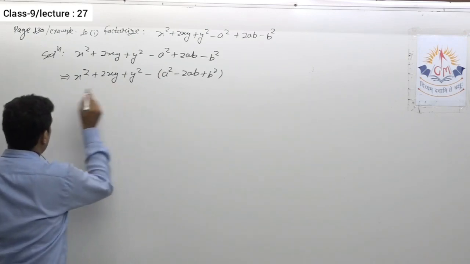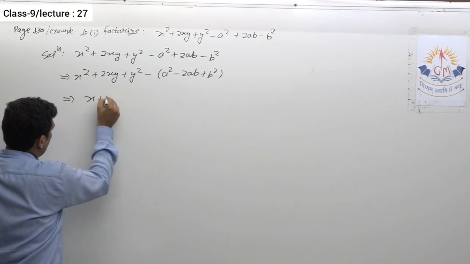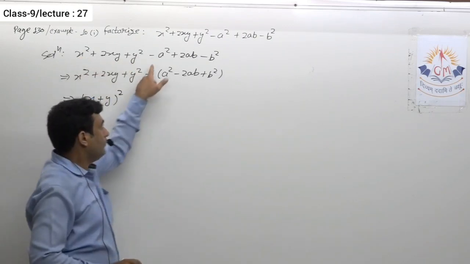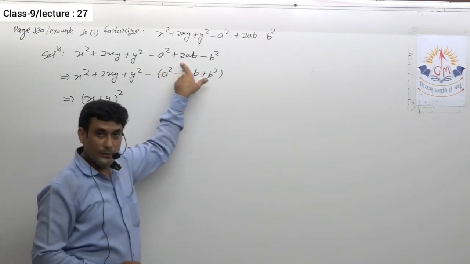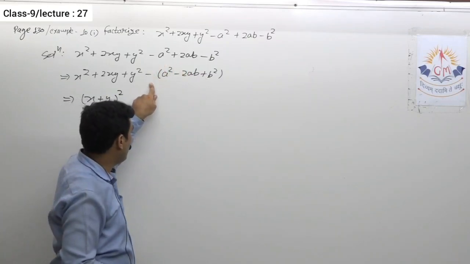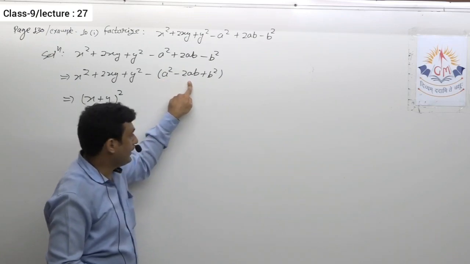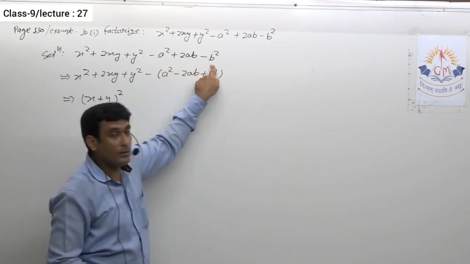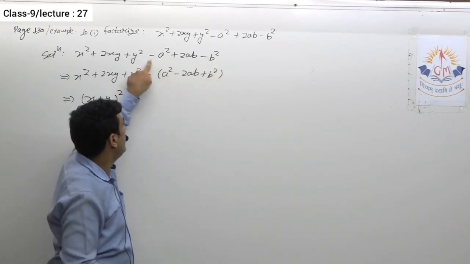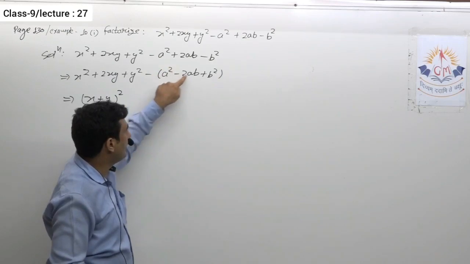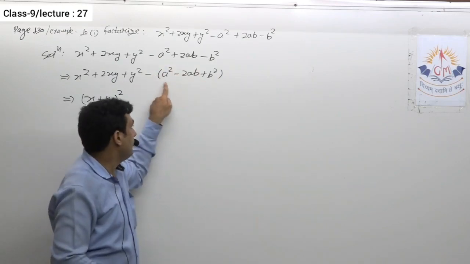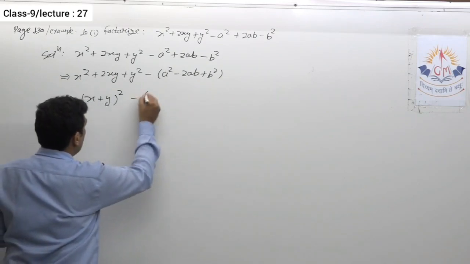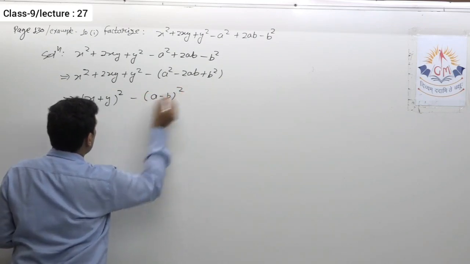This can be written as x plus y whole square. That was very clear from the first step itself. Over there it was a doubt whether this forms an identity or not, but as I took the minus sign common, now this is a square minus 2ab plus b square, isn't it? When I take the minus sign common, all signs over here get reversed: negative becomes positive, positive becomes negative. Now this again creates an identity of a minus b whole square. So we have x plus y whole square minus a minus b whole square.